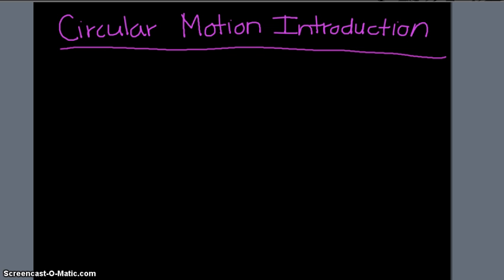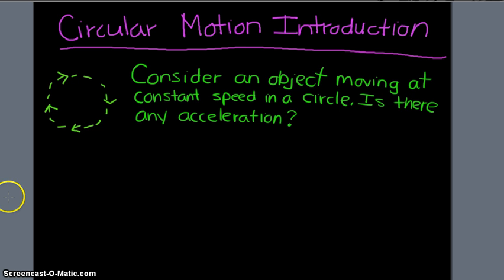So to get us started here, let's think about some object moving in a circle. And let's imagine that this object has a constant speed. So when you hear the term uniform circular motion, what that means is an object moving in a circle at a constant speed. And if we imagine a case like this, my question for you today would be, is there any acceleration?